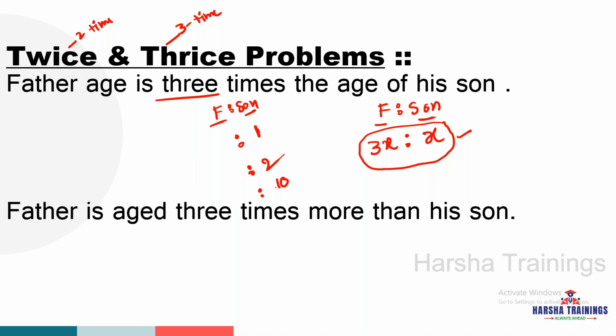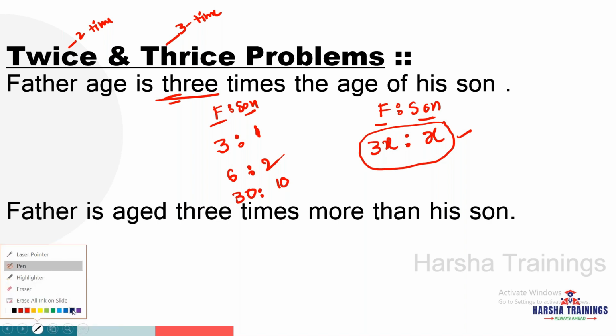Somebody takes, okay, son's age we don't know, let it be 2. Somebody takes let it be 10 years. No problem, guys, you can take any number, finally we will get the same answer. For example, son's age we don't know, let it be 1. Father is how many times? 3 times, 1 into 3, 3. If you take son's age as 2 years, father is how many times? 3 times, so 2 into 3, 6 years. If you take son's age as 10 years, father is 10 into 3, 30 years.